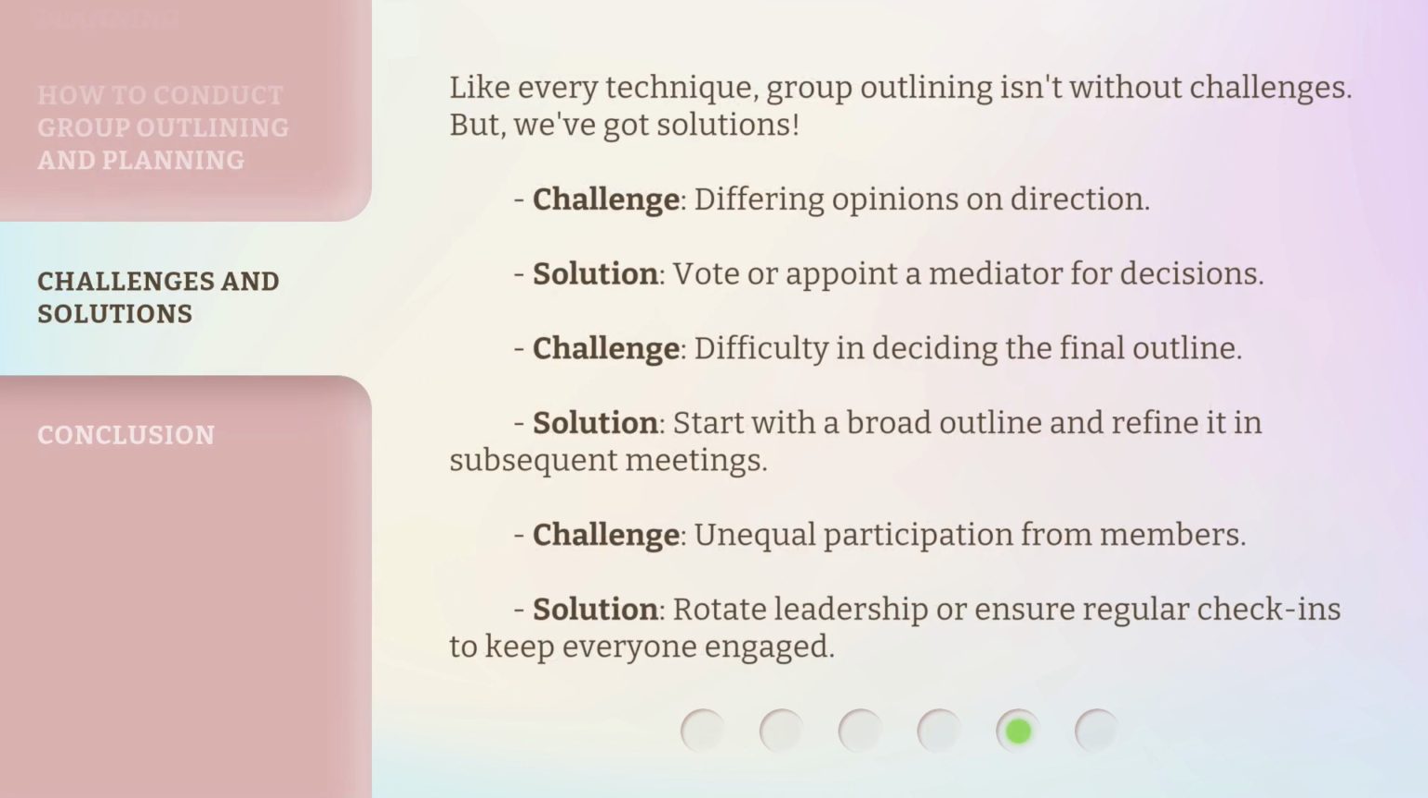Like every technique, group outlining isn't without challenges. But, we've got solutions. Challenge: Differing opinions on direction. Solution: Vote or appoint a mediator for decisions. Challenge: Difficulty in deciding the final outline. Solution: Start with a broad outline and refine it in subsequent meetings. Challenge: Unequal participation from members. Solution: Rotate leadership or ensure regular check-ins to keep everyone engaged.